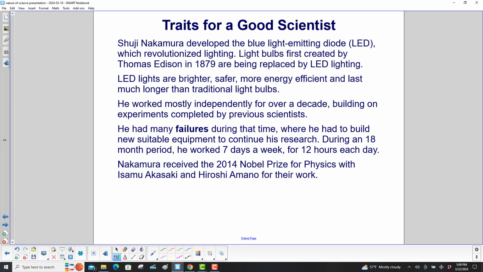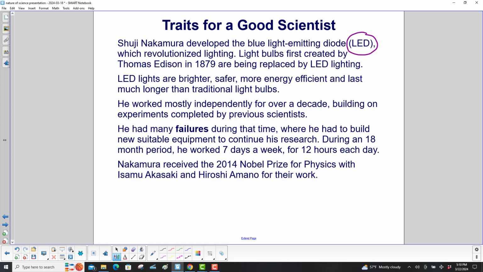Shuji Nakamura developed the blue light emitting diode, LED, which revolutionized lighting. Light bulbs first created by Thomas Edison in 1879 are being replaced by LED lighting. LED lights are brighter, safer, more energy efficient, and last much longer than traditional light bulbs. Nakamura worked mostly independently for over a decade, building on experiments completed by previous scientists. He had many failures during that time, where he had to build new suitable equipment to continue his research.